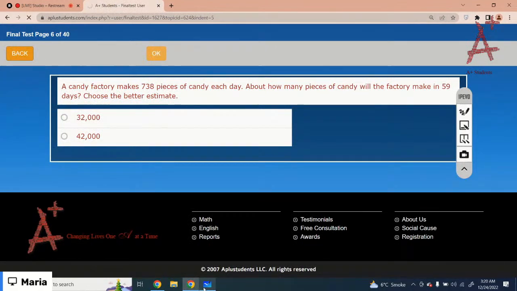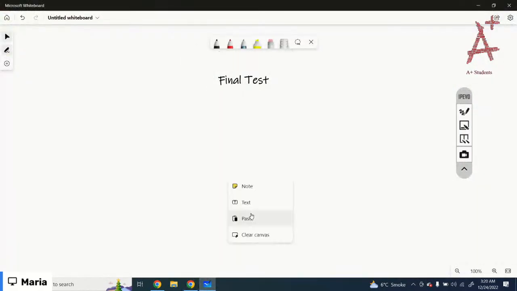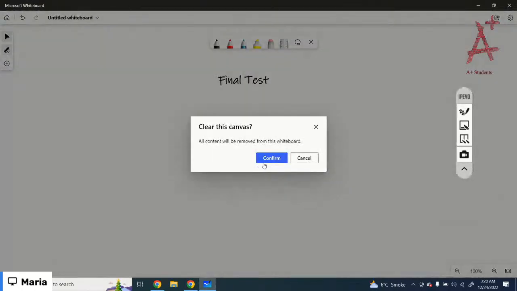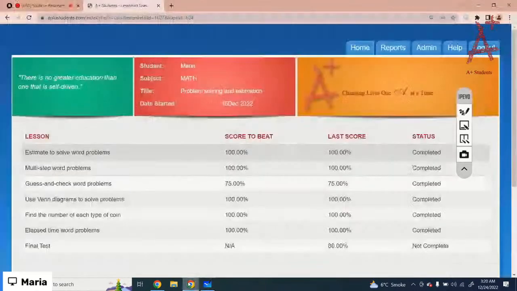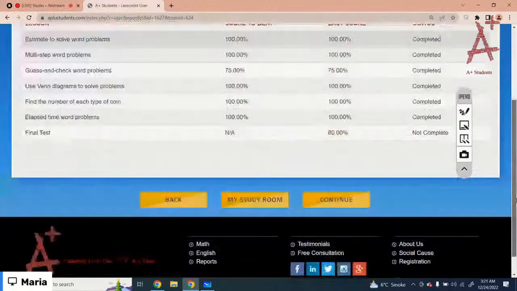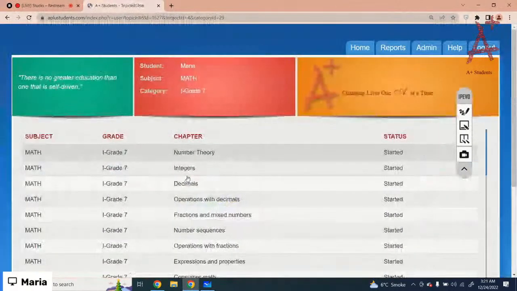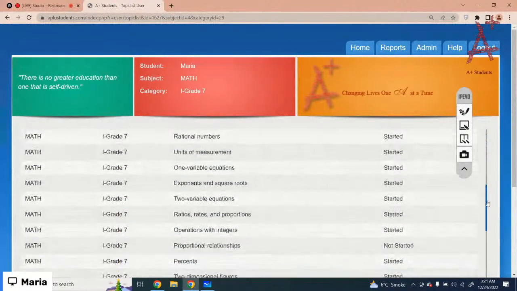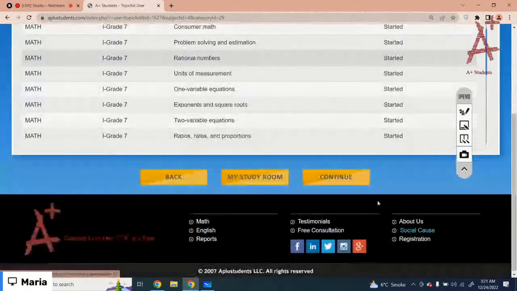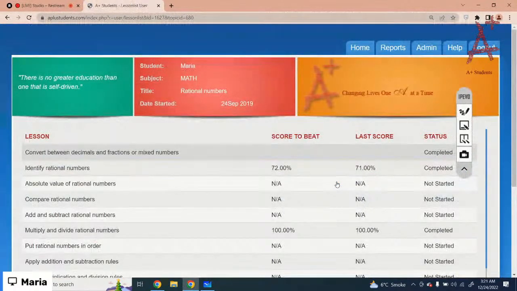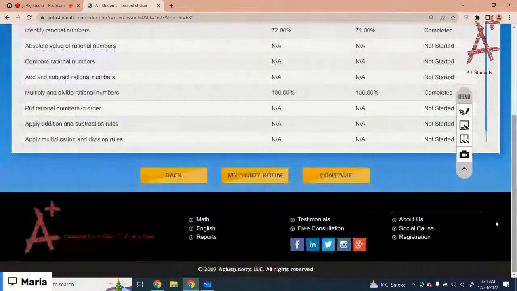Got it? So we're going to start with the new chapter. The new chapter name is rational numbers. Yes, we're going to start with the chapter that is rational numbers. Okay, here is the lesson. We're going to start with the first lesson, that is convert between decimals and fractions or mixed numbers. Let me just write down the lesson name, then we'll start.